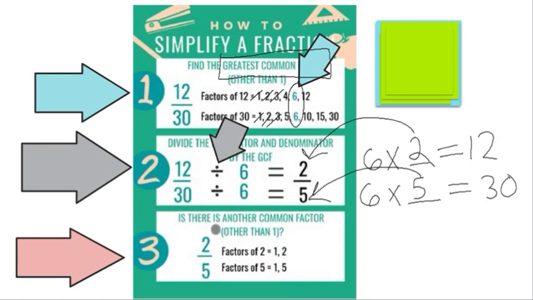So in this case, the only common factor that I see that is the same is 1 and 1, which is not going to work because we need something other than 1. So now we are stuck with 2 and 5. Guess what that means? Our fraction is reduced to simplest form. You cannot reduce it anymore.